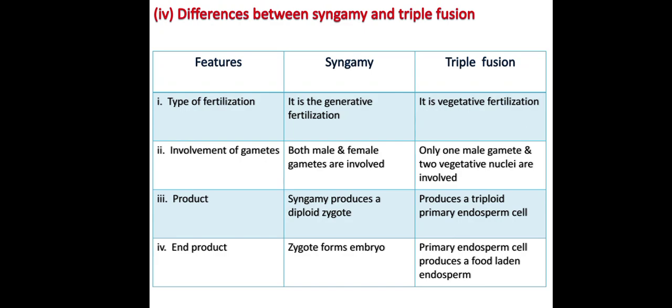Second feature, involvement of gametes. For syngamy, both male and female gametes are involved. For triple fusion, only a male gamete and two vegetative nuclei are involved. Because it is triple fusion, it is part of double fertilization. Third feature, product. Syngamy produces a diploid zygote and triple fusion produces a triploid primary endosperm cell. Fourth feature, end product. The zygote forms the embryo for syngamy and the primary endosperm cell produces a food-laden endosperm.